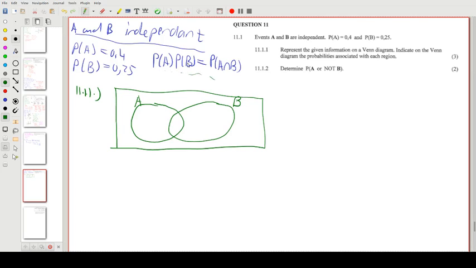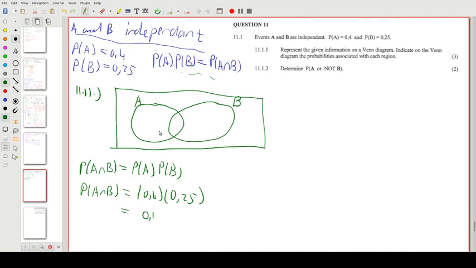To do that, we're going to look at this equation that we've written. Probability of A and B, that little intersection, is equal to the probability of A multiplied by the probability of B. So we have 0.4 multiplied by 0.25, and that gives us 0.1. So the probability of A and B is 0.1. Now we also know the probability of A is 0.4, so the whole A must be 0.4, which means this part must be 0.3. We can do the same thing with B. This whole section has to be 0.25, so this must be 0.15.